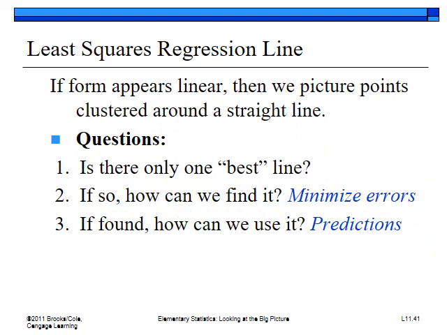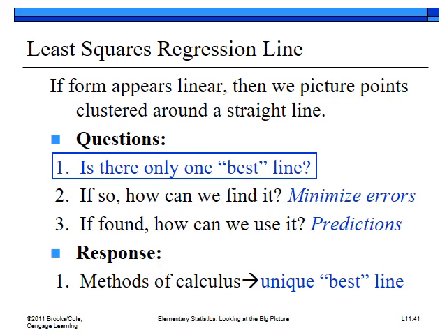So if we define the best line as the one that minimizes errors, is there only one best line? Well, the answer is yes. And the reason why the answer is yes is because of some things that we learned from calculus. Many of you have never studied calculus, so you can just take my word for it. There is only one line.